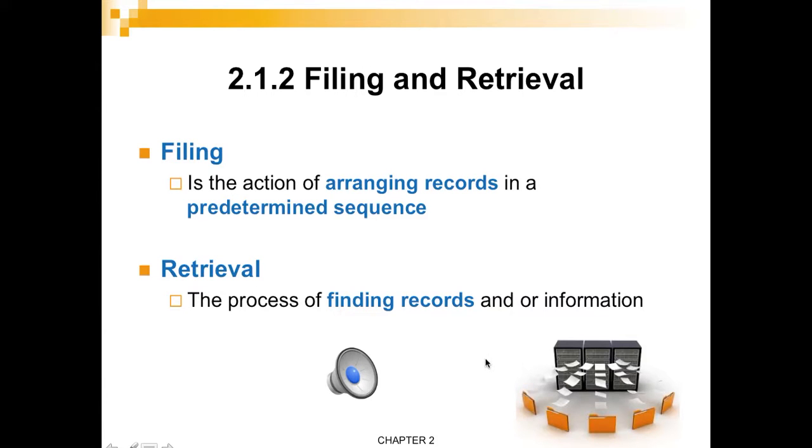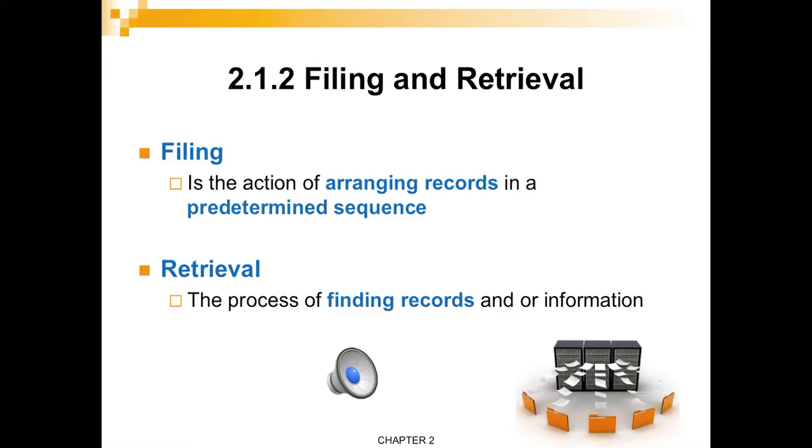Next, filing and retrieval. This is the basic process when it comes to record management practices. All workers have to know how to do filing and how to retrieve the records whenever necessary. In general, filing is defined as the action of arranging records in a predetermined sequence. So, whenever you do filing, you have to arrange according to records policies or practices.